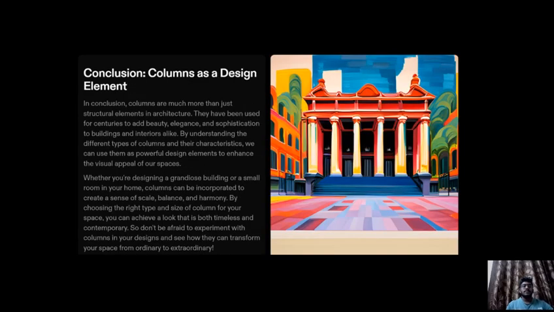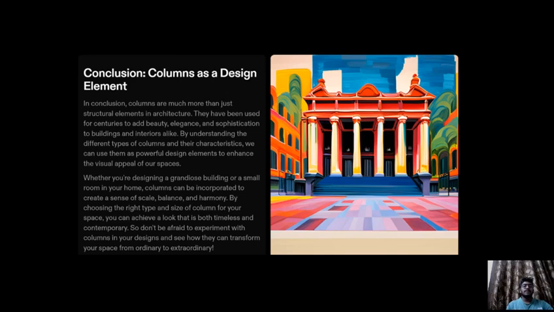Conclusion: columns as a design element. In conclusion, columns are much more than just structural elements in architecture. They have been used for centuries to add beauty, elegance, and sophistication to buildings and interiors alike. By understanding the different types of columns and their characteristics, we can use them as powerful design elements to enhance the visual appeal of spaces.